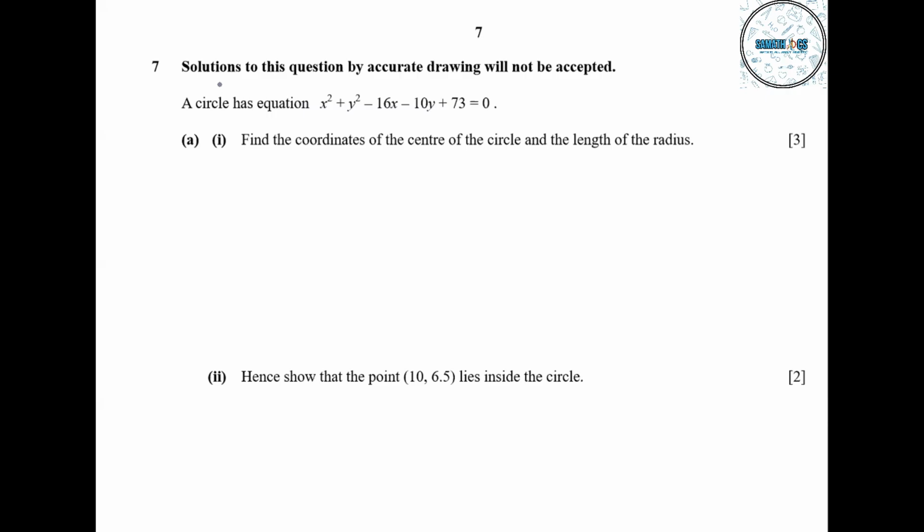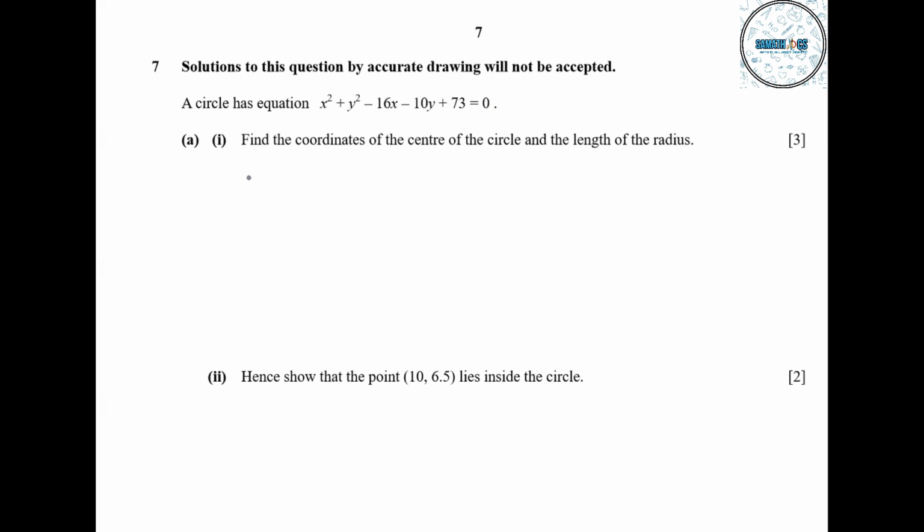So we are going to start question number 7. Solutions to this equation by accurate drawing will not be accepted. So you don't have to show anything using drawing, right? Okay. A circle has equation x squared plus y squared minus 16x minus 10y plus 73 is equal to 0.